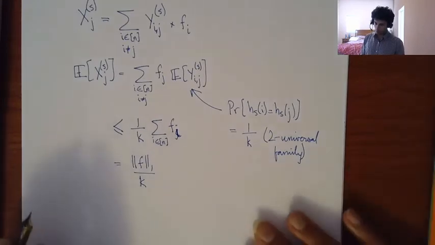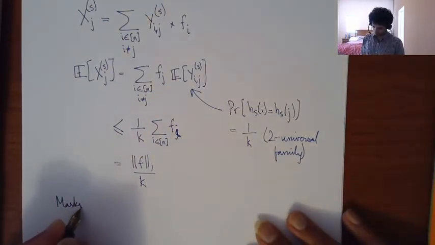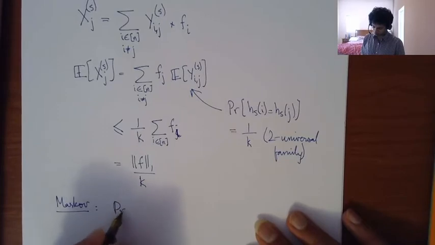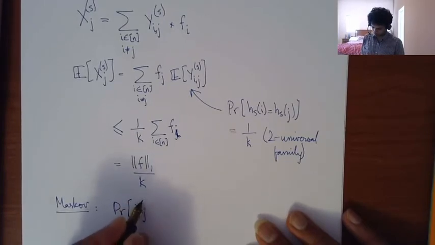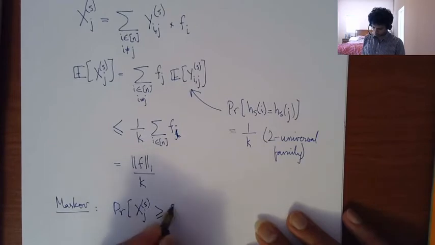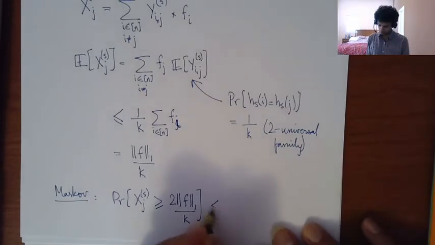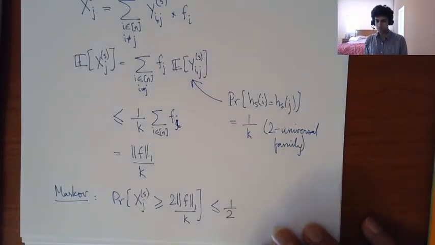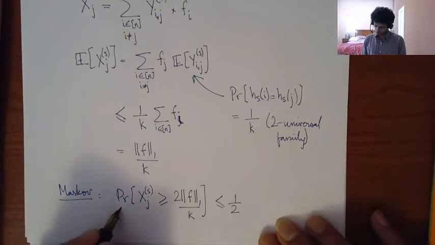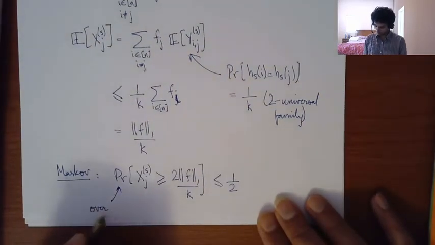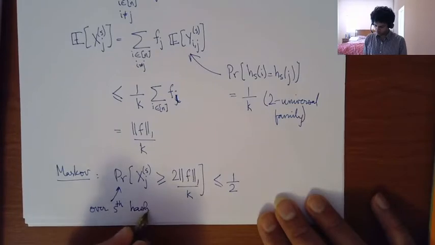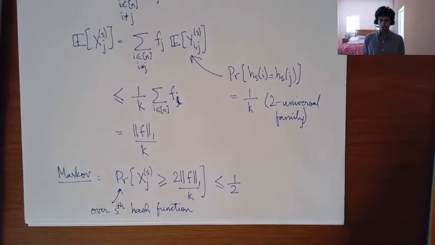Now we'll just apply Markov. By the Markov bound, the probability that xj of s is more than, let's say, 2 times that deviation is at most a half. Just to be clear, this is probability over the sth hash function. So the probability of being 2 times the expectation is at most a half. Just use the Markov bound.